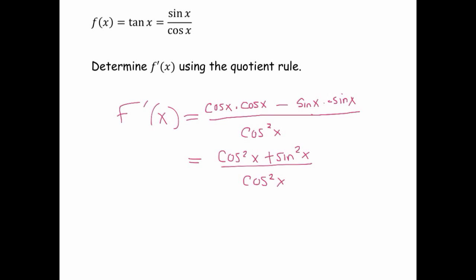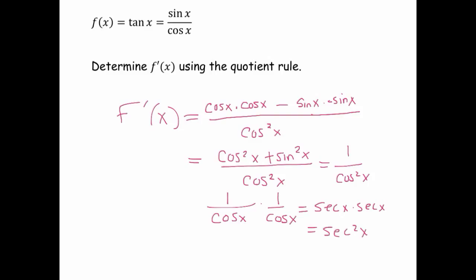Now you could totally leave it like this, except that the numerator, if you remember that trig identity, is just equal to 1 divided by cosine squared, and 1 over cosine squared is the same as 1 over cosine times 1 over cosine, which is secant times secant, which is equal to secant squared. So the derivative of tangent is secant squared. So just using the quotient rule and our knowledge of sine and cosine, we were able to get that one. Let's see if we can get the other ones as well.